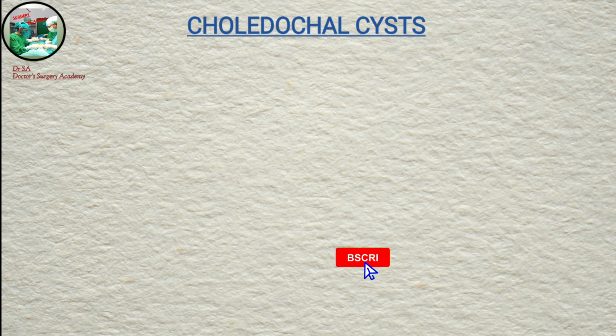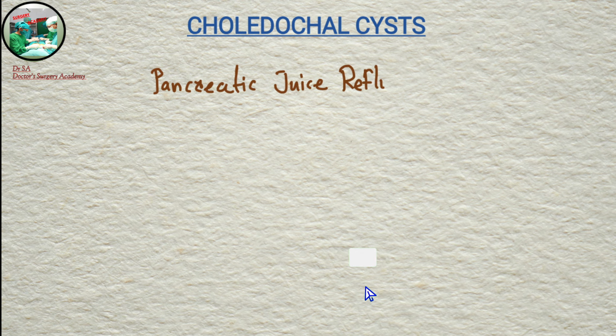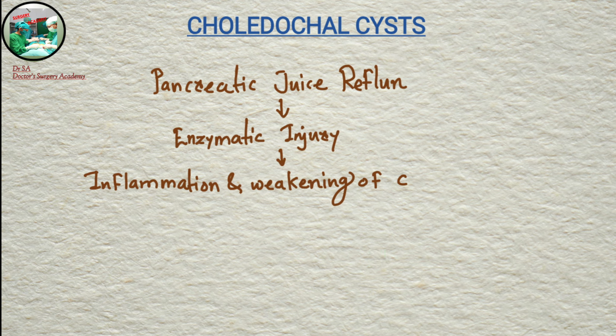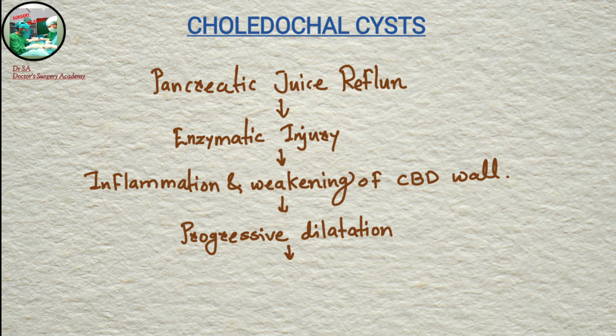So, remember the sequence: pancreatic juice reflux, enzymatic injury, inflammation and weakening of the bile duct wall, progressive dilatation, choledochal cyst formation. The clinical presentation of the choledochal cyst can vary depending on the patient's age and the extent of biliary obstruction.